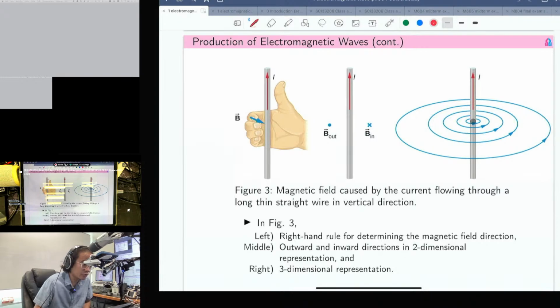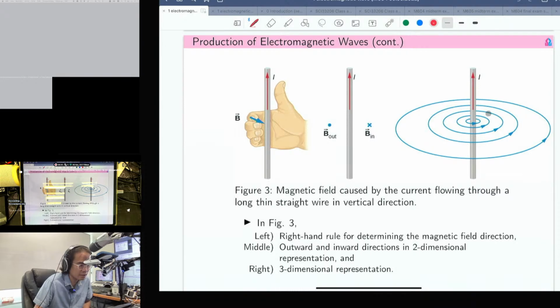Once you use your right hand, you can draw or write down the circular path of the magnetic field. Inside you have a small circle, and the circle gets bigger and bigger as you go far away from the center of the long straight copper wire. Still, the important thing is the arrow that represents the direction of the magnetic field.